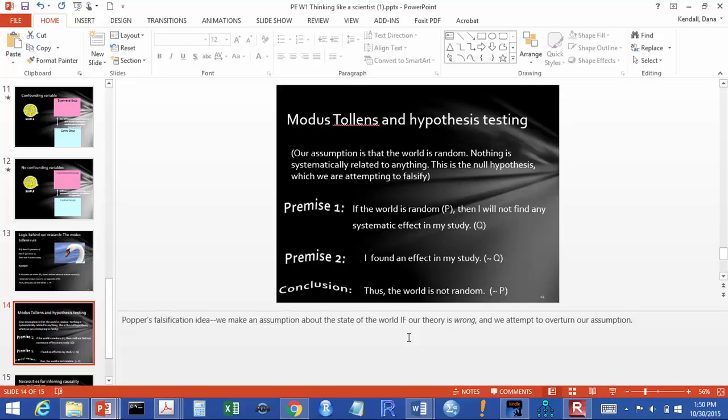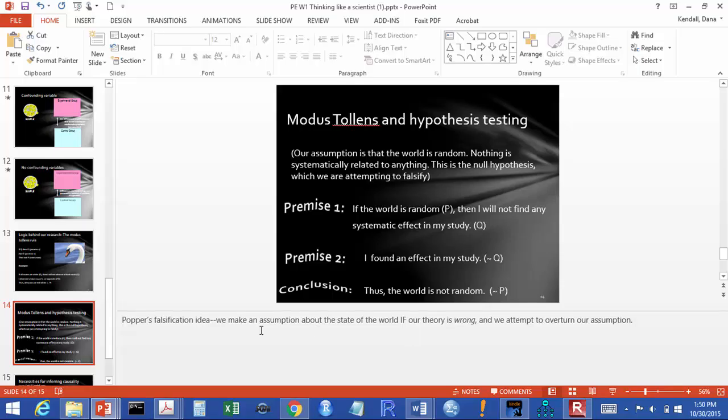But we know the world isn't like this, but we're going to set up a falsification. That's why we do this. All right, so we're going to assume that everything is random, and we're going to falsify that. Okay? So that's the idea.